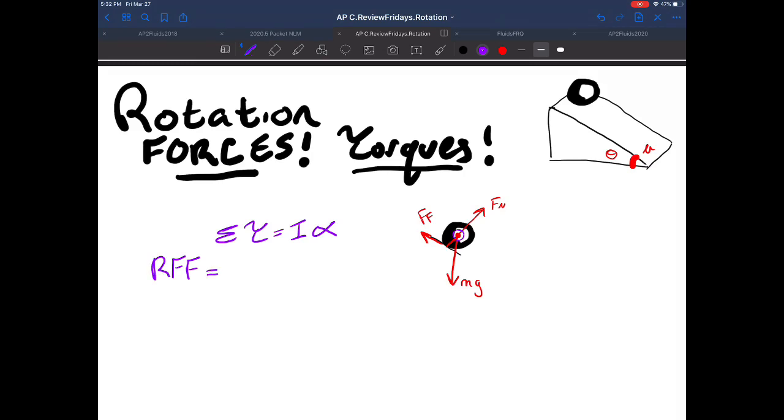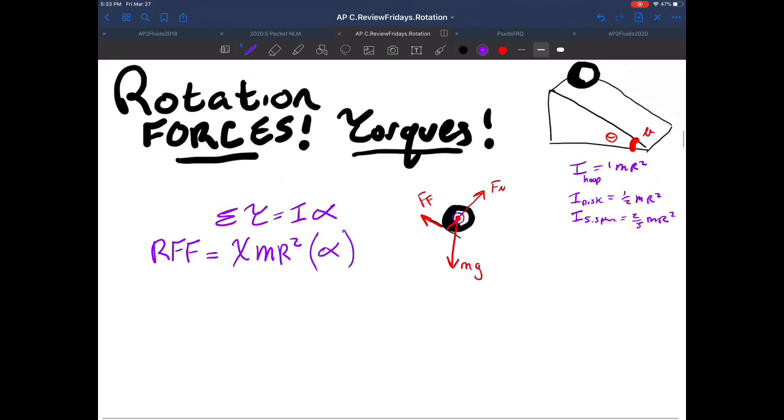You can plug in our I value. You can plug it in as some sort of X factor. Now what I mean by that is for a hoop, you would say 1 mr squared. 1 would be your X factor. For a disc, you would say half mr squared, and half would be your X factor. For a solid sphere, you would say 2/5 is your X value. So this way we can find any shape we want later. Okay, so then we'll have alpha. All right, nice. That's the rotation part of this.